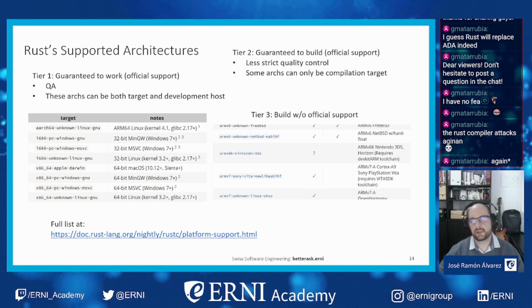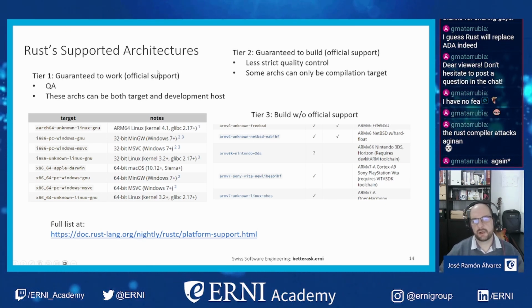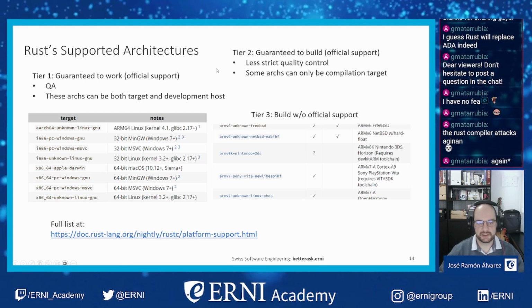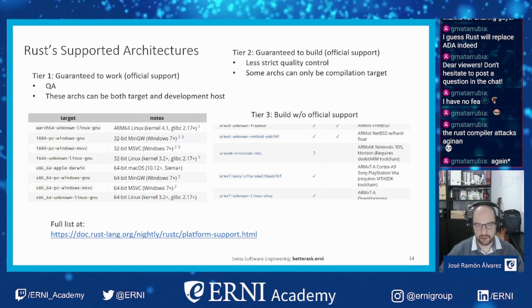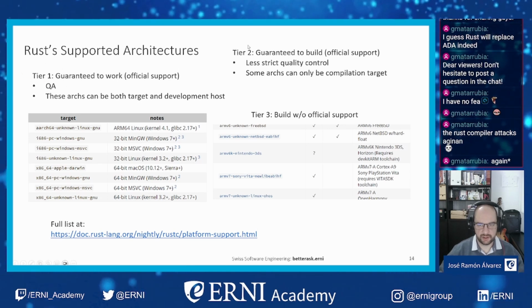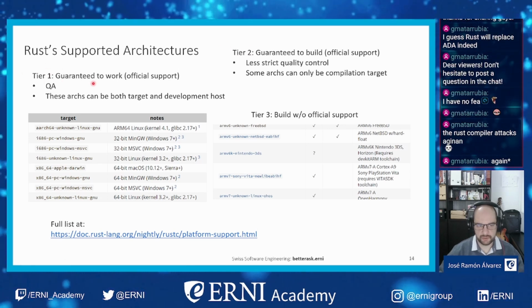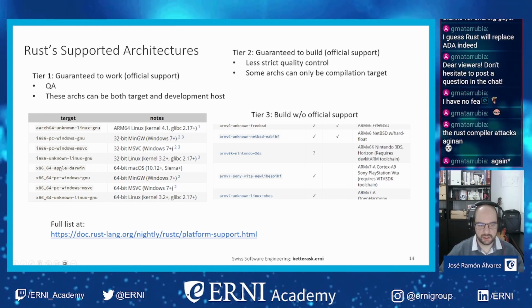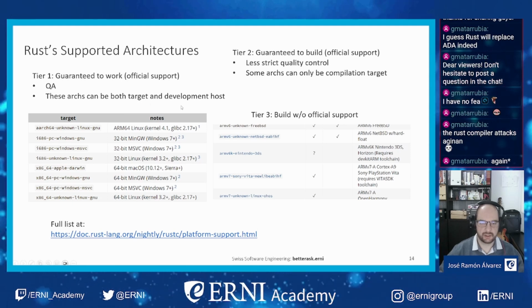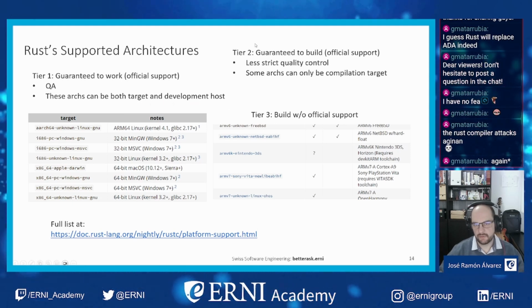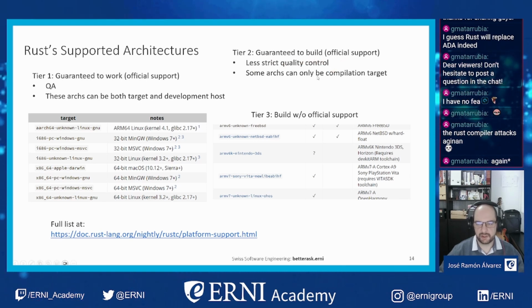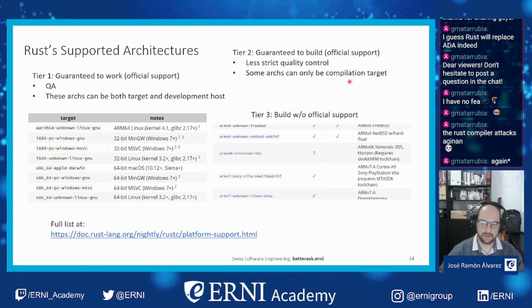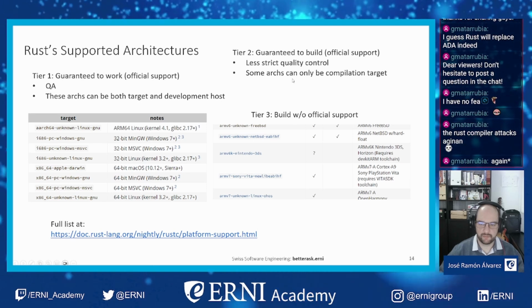Well, since we are the embedded community, let's talk about how to make a Rust program run on a platform that is not a PC. We have a lot of supported architectures organized by tiers. There's tier 1, which is guaranteed to work with official support. And these architectures, you can use them both as target and as a development host. For the tier 2 architectures, they are guaranteed to build with official support, less quality control, and some of them can only be target. You cannot develop on them.